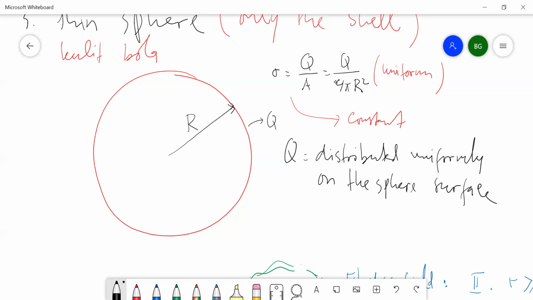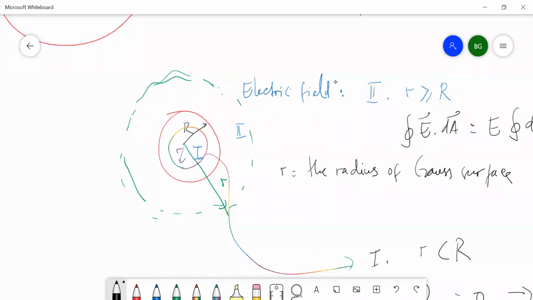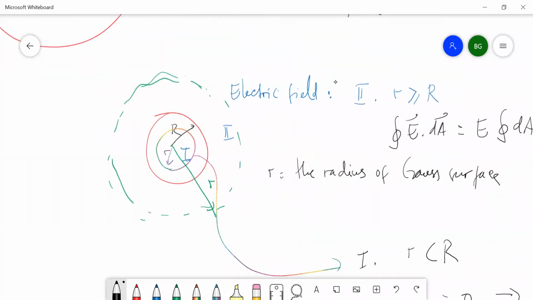So the source charge is on the shell or the skin of the sphere, something like that. Is that clear for you? Oh, okay, clear. So that's why when the shell is inside, there's no charge. Yeah, there is no charge inside the sphere because we have only a thin sphere, only the shell. The thin shell of the sphere.